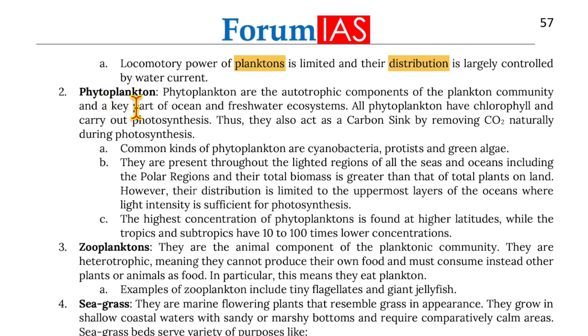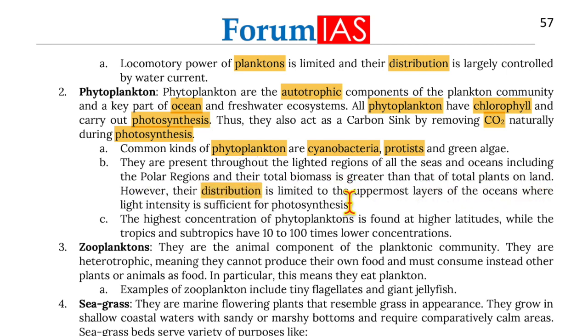Now moving on to phytoplanktons. Phytoplanktons are autotrophic components of the plankton community and are a key part of the ocean and freshwater ecosystem. All phytoplanktons have chlorophylls and carry out photosynthesis. They also act as a carbon sink by removing carbon dioxide naturally during photosynthesis. Common kinds of phytoplanktons are cyanobacteria, protists and green algae. They are present throughout the lighted region of all seas and oceans, including the polar region, and their total biomass is greater than that of total plants on land.